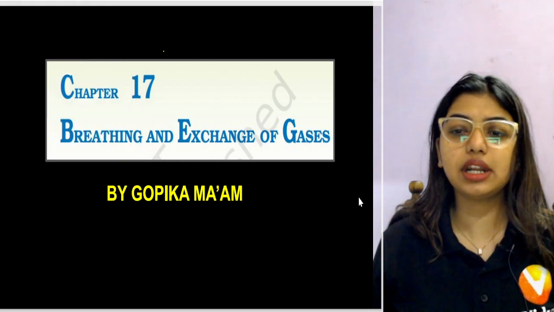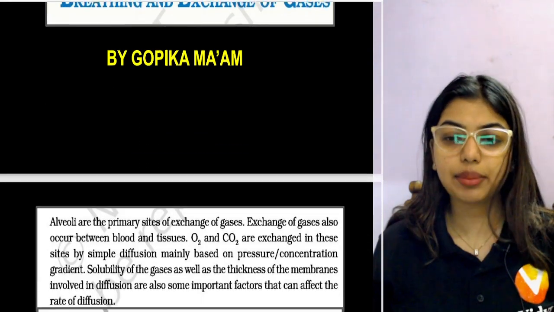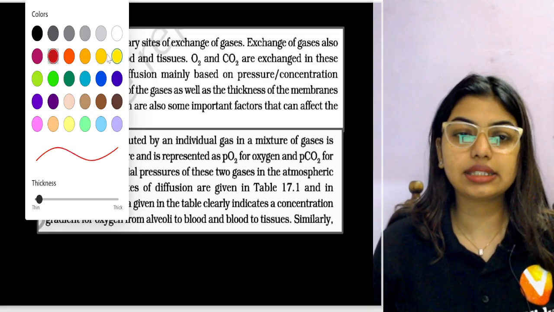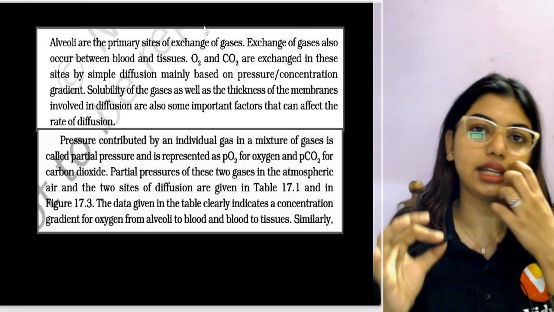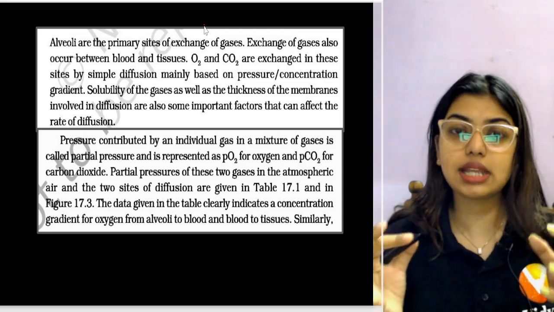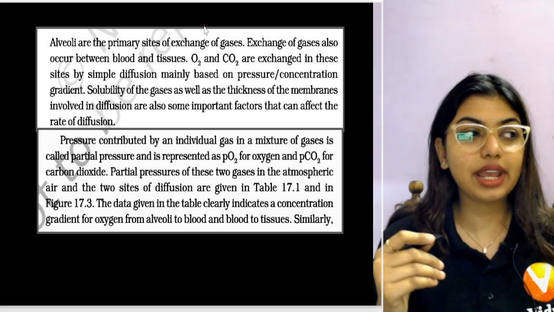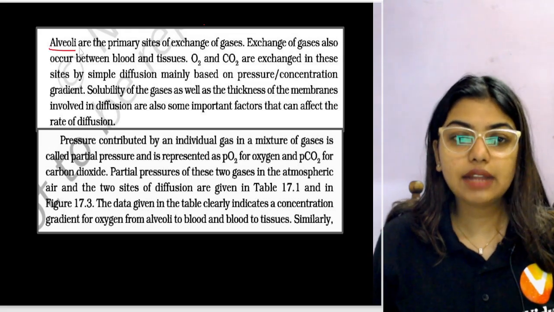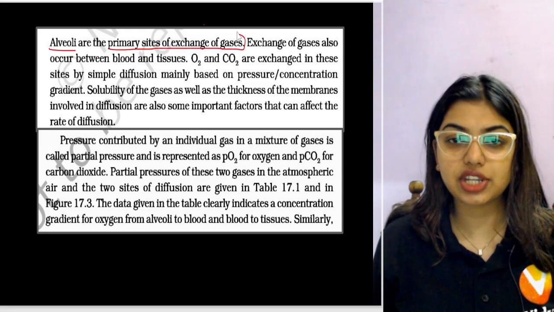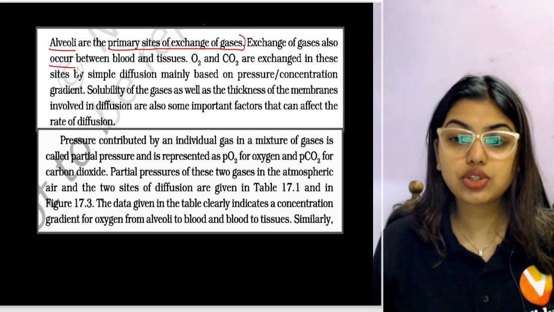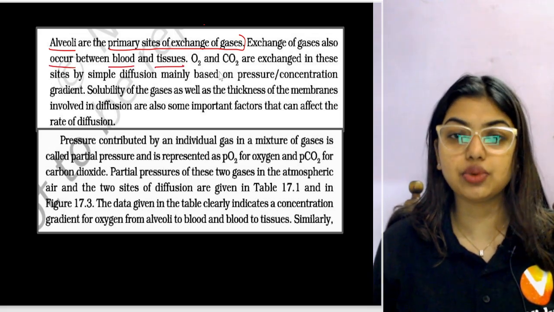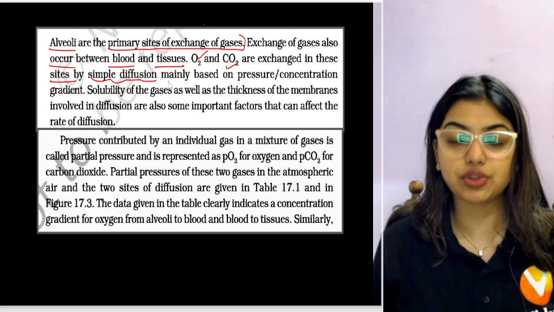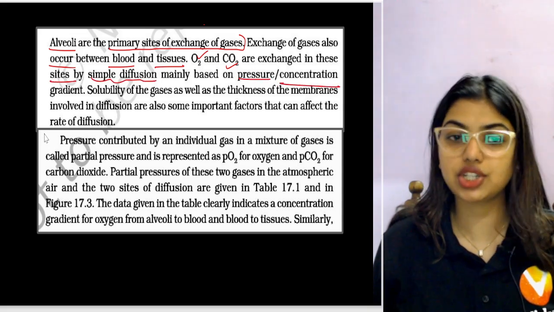So students, yesterday we understood how the exchange is happening, and it is totally based on the partial pressure. Yes or no? We understood that yesterday, that partial pressure is the deciding factor to help understand where to where movement is happening. So here, alveoli are the primary sites of exchange of gases. Exchange of gases also occurs between blood and tissues. Oxygen and carbon dioxide are exchanged in these sites by simple diffusion, mainly based on pressure or concentration gradient.